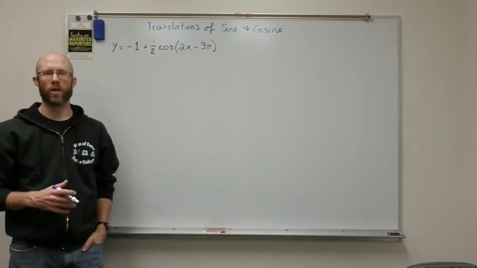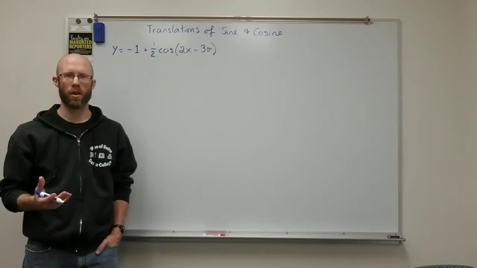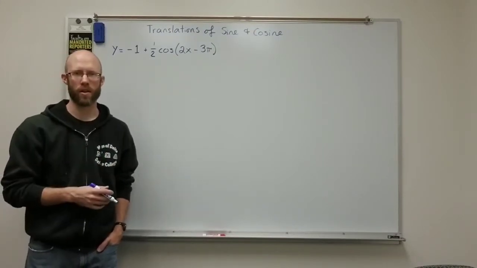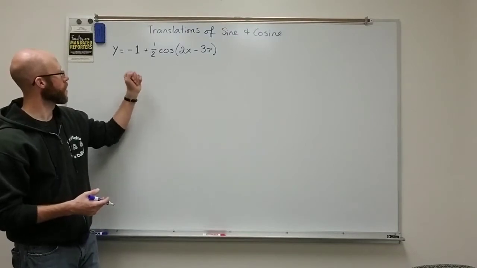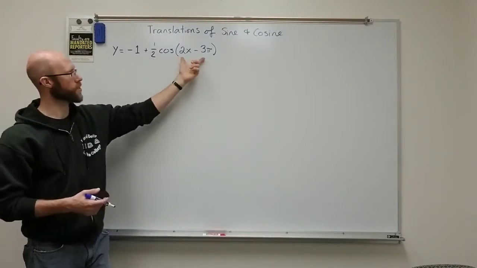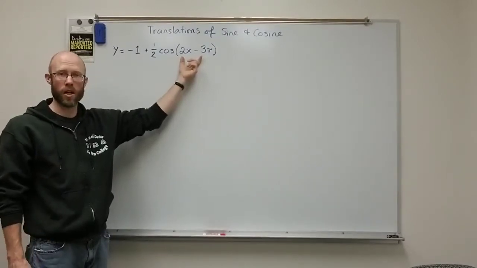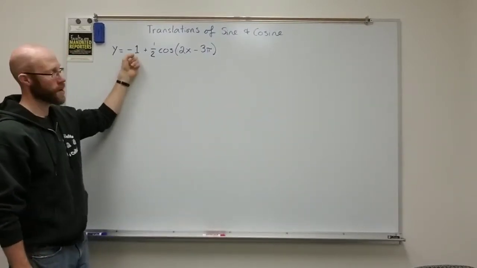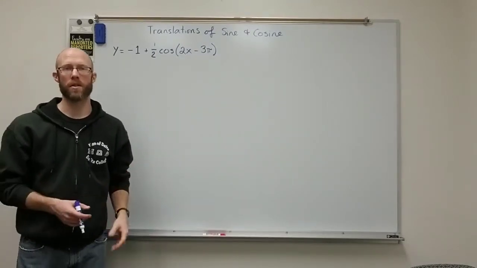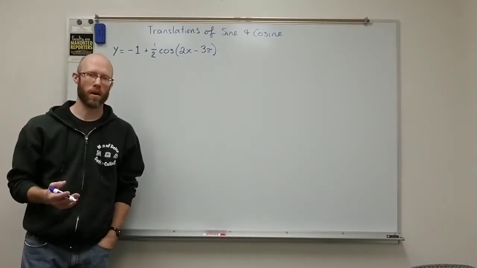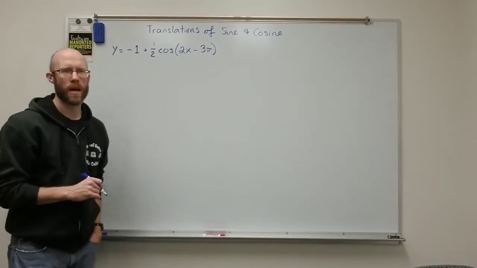Now we're going to try to incorporate all of the different translations into a single sine or cosine function. This example is a cosine. We have an amplitude change, we've got some phase shift and period changes on the inside here, and we have a vertical shift on the outside. So really all of these different aspects that we've been talking about, except reflection. I don't have a reflection on this one, but that's okay.